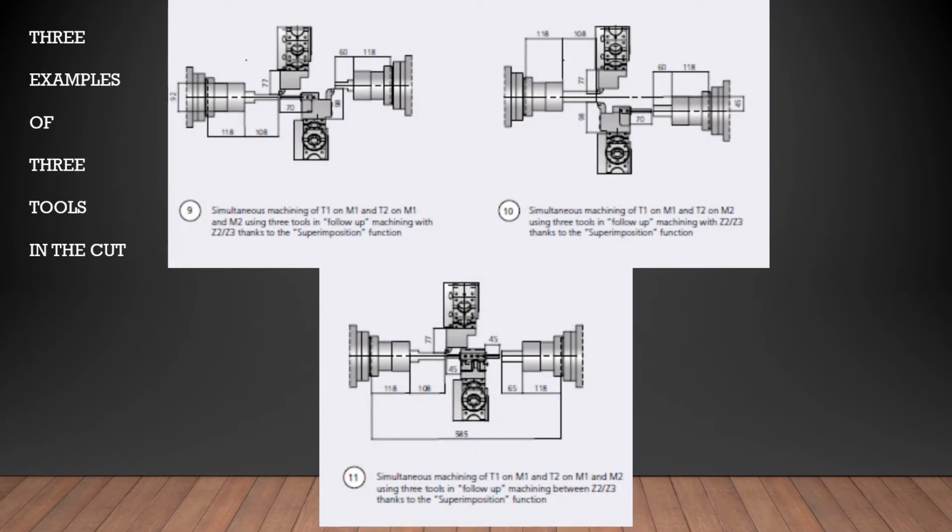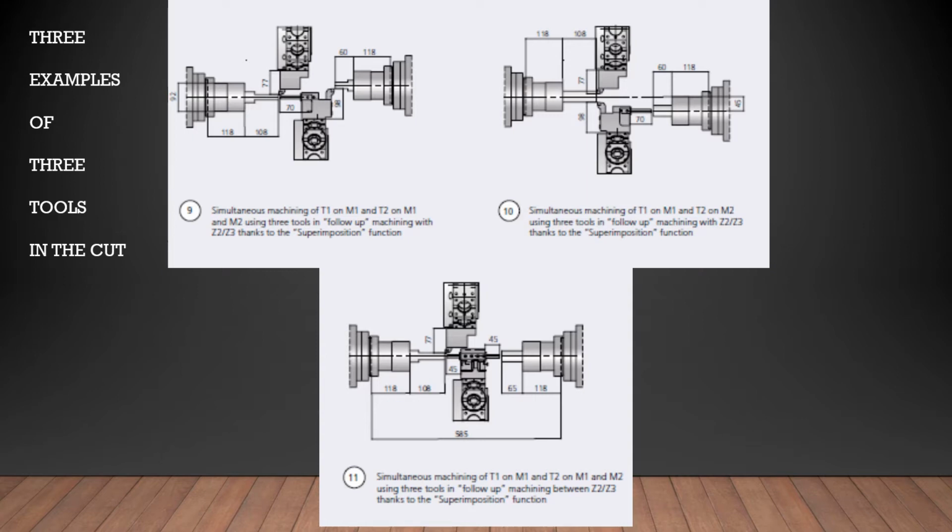Here are 3 examples of using 3 tools in the cut. So in other words, 3 tools cutting at the same time. So let's look at the first example on the upper left. You see here we have a turning operation on the upper turret working simultaneous with a drilling operation that is programmed from the lower turret. And in superimposition mode, we are cutting or turning on the subspindle.